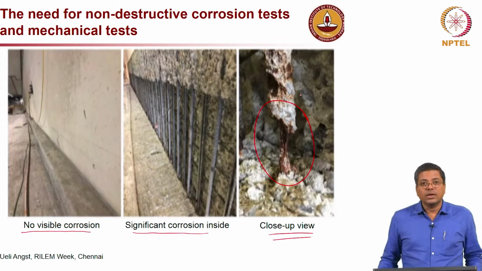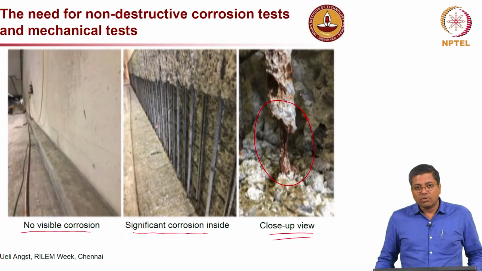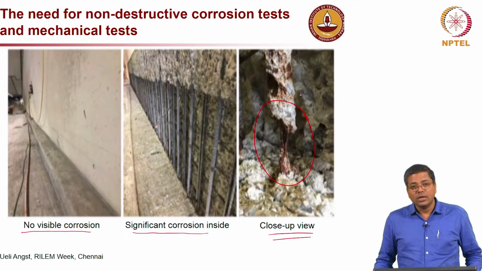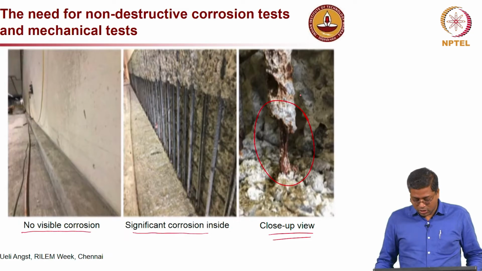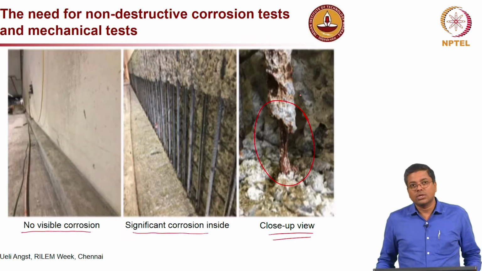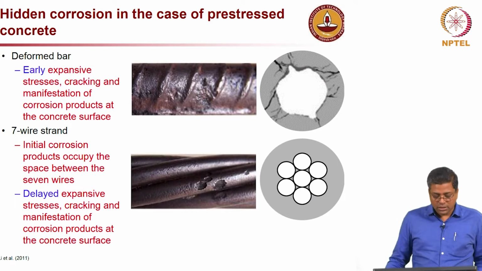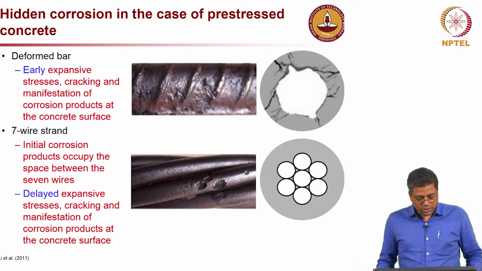So, the point here is that even though you may not see corrosion stains on the concrete surface, there could be a significant amount of corrosion. Significant corrosion could be happening inside the concrete structure, or steel might be corroding in a hidden manner. So, we need techniques which can detect corrosion as early as possible, and non-destructive techniques are very useful in such cases.